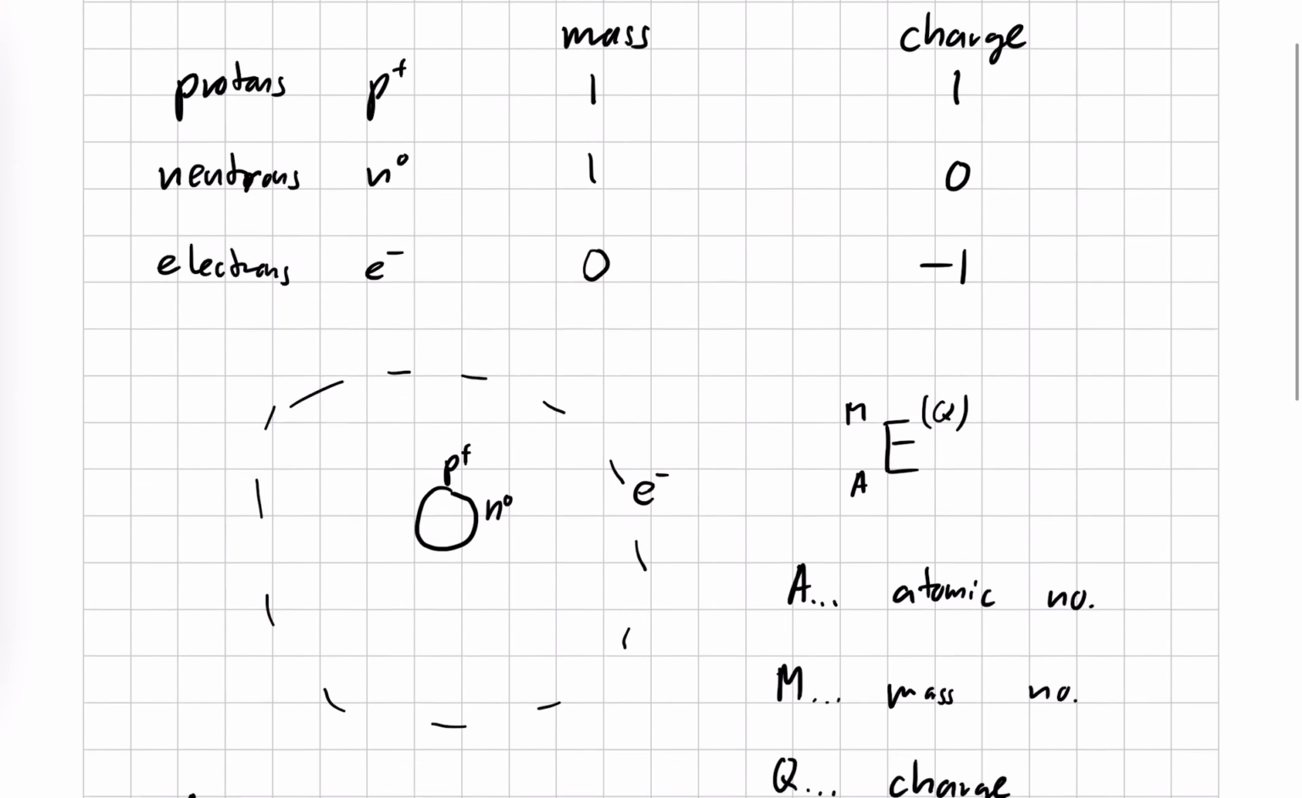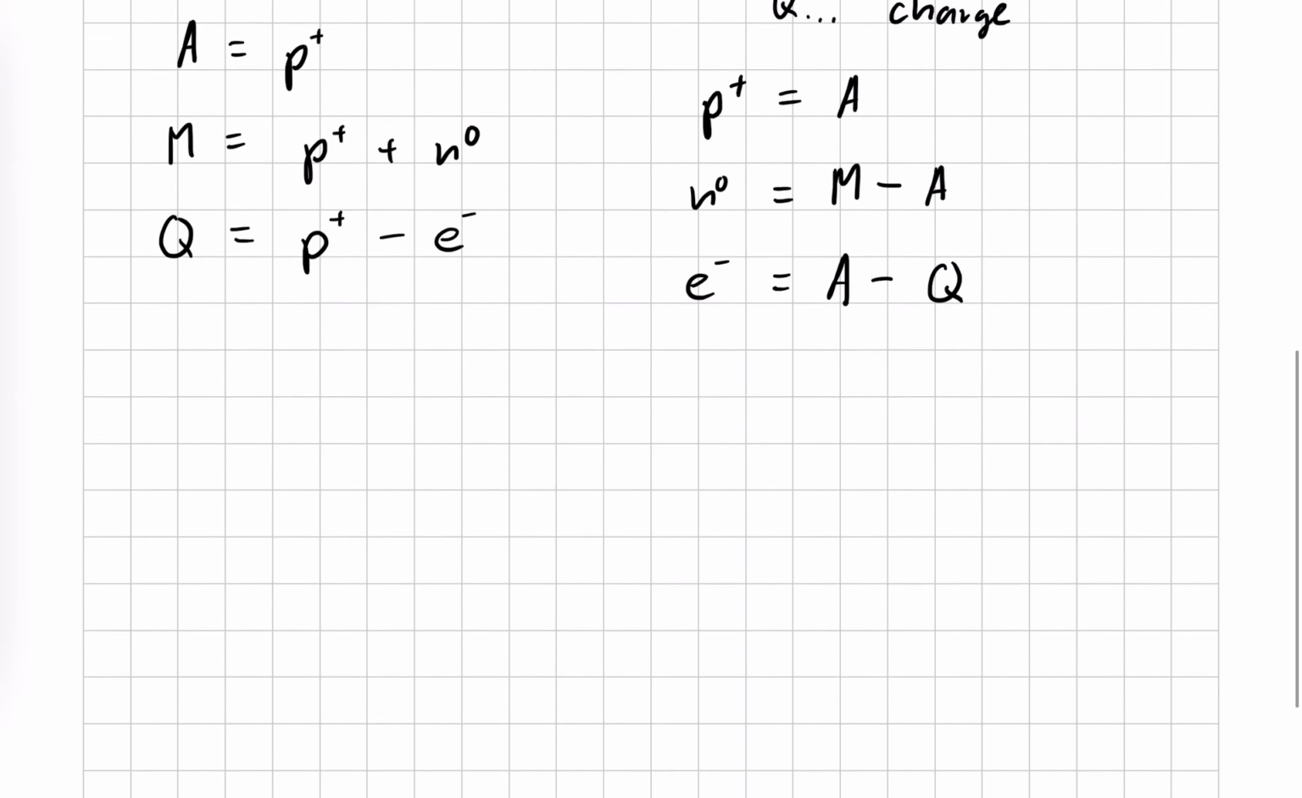Okay, let's do an example. We have helium 2, 4. And now my question for you is, what is the number of protons, what is the number of neutrons, and what is the number of electrons? You can pause this video and give this problem a try. If you are finished, I'll explain it.